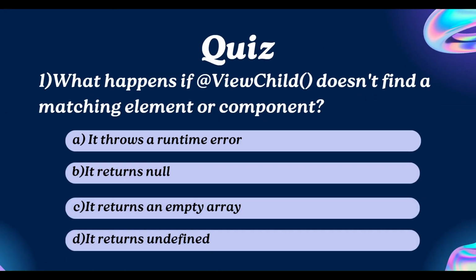What happens if a ViewChild does not find a matching element or a component? Try to figure it out and answer the question on your own by pausing the video.